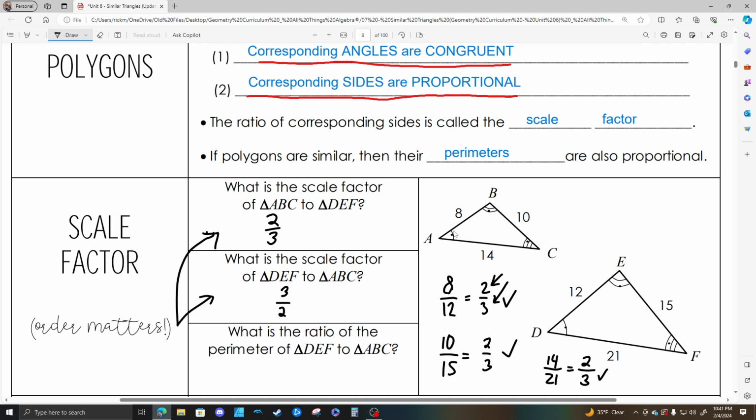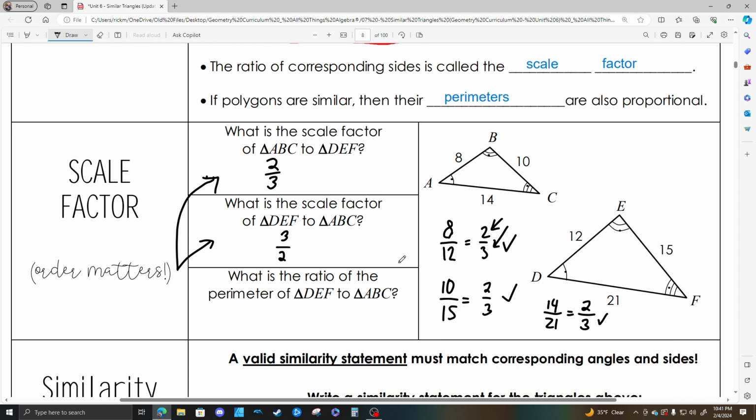All right, now what's the ratio of the perimeter of DEF to ABC? Well, we said that it's also proportional. So we're saying that it should be 3 over 2, right? But let's just do this math just to figure it out, right? So we have 10 plus 14 plus 8. So that's 24, so that's 32, right? Well, 32 will be on the bottom, right? Because we're going from DEF to ABC. So then on top we have 12 plus 15 plus 21. That's 33 plus 15 is 48.